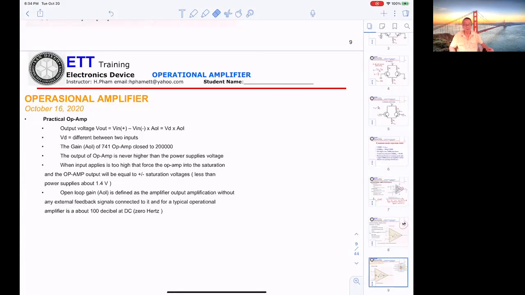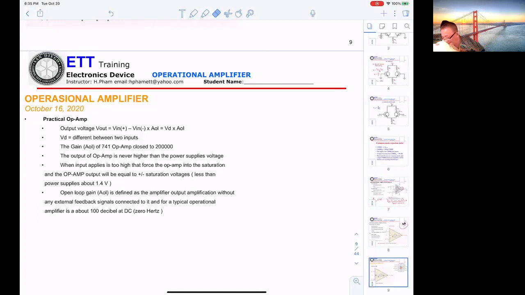I'll give you an example. You're using plus 15 volt and minus 15 volt. Even if you apply an input of 1 volt or 2 volt with a gain of 200,000, you cannot get a big voltage. The only thing you can get is that the output is either 15 or minus 15. When you apply too big an input, the op-amp is saturated. Saturated means no more gain. That's what I explained here.